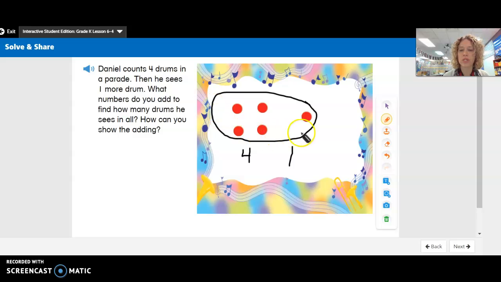And like we did, we circled it. That means we're counting them all. And then we can count them. 1, 2, 3, 4, 5. How many all together? 5. So we had 4 plus 1 more equals or is 5. Great job.